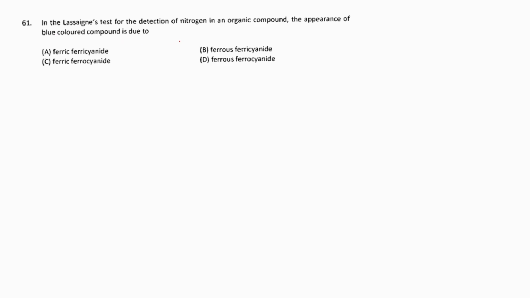Now, carbon and nitrogen which are present in the organic compound, on fusion with sodium metal, give sodium cyanide, that is NaCN. Sodium cyanide is soluble in water. This is converted to sodium ferrocyanide when it is reacted with FeSO4, that is ferrous sulfate.